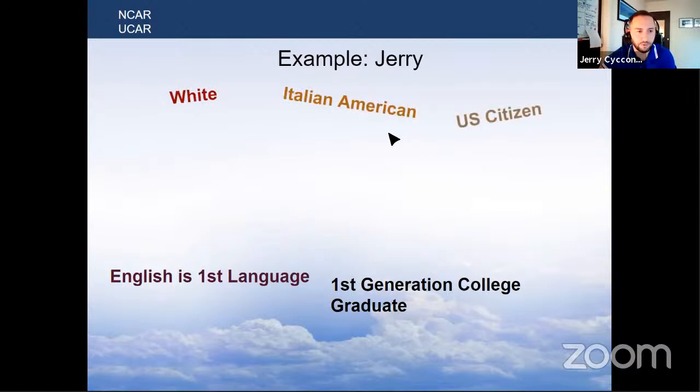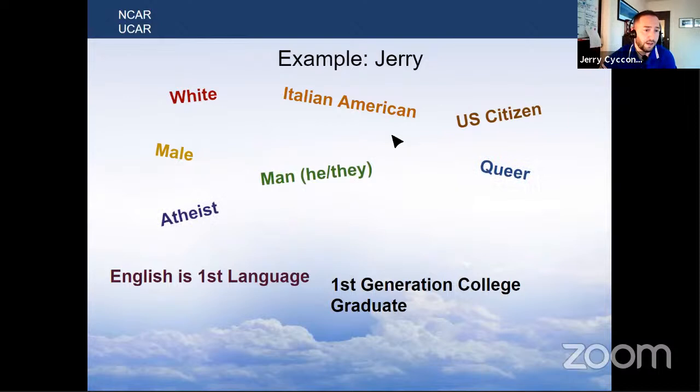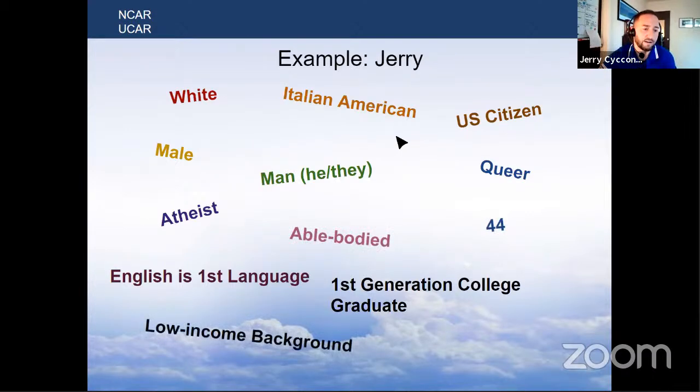Just to name a few of mine, I am white, I'm an Italian American US citizen, I'm male, I use he and they, I'm a cisgender queer male, I am an atheist, able-bodied, my age 44, and then coming from a low income background and being a first generation college student made it a little harder for me in my struggle to get a bachelor's degree. I ended up dropping out of school originally and then bartended for 20 years and then came back to school about 7 years ago.